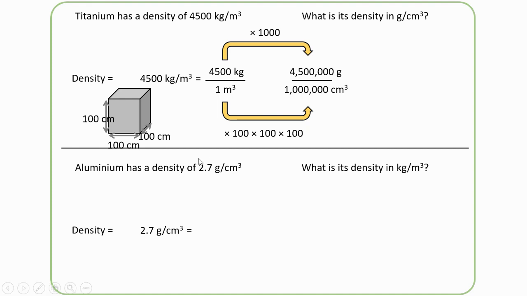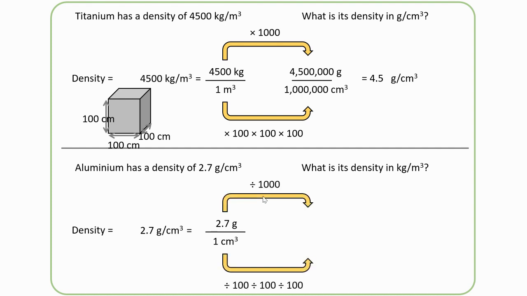Let's look at this one. We're going the other way around this time. So we're going from 2.7 grams per centimeters cubed into kilograms per meters cubed. Again, I think of 2.7 grams per centimeter cubed as 2.7 grams divided by 1 centimeter cubed. Grams to kilograms, divide by 1,000 this time because I've got a bigger measure. And for centimeters cubed, what we're doing this time is dividing by 100 three times. So reversing that, we get 0.000001 meter cubed.